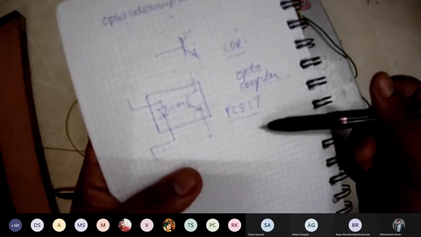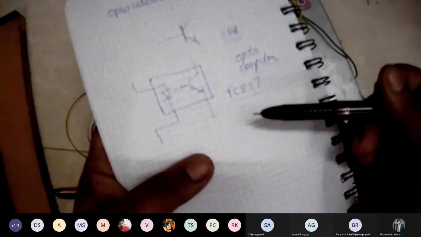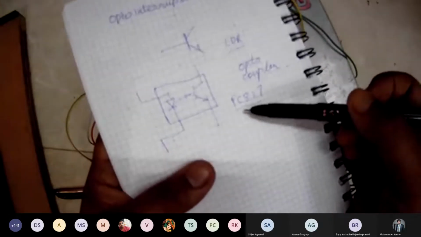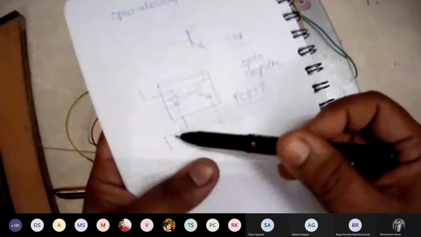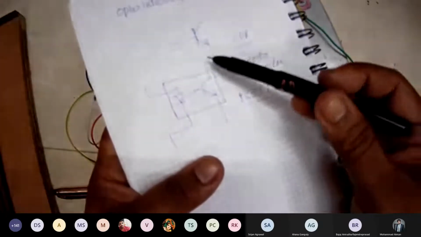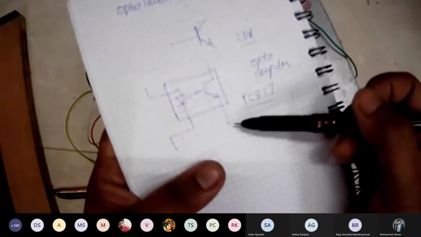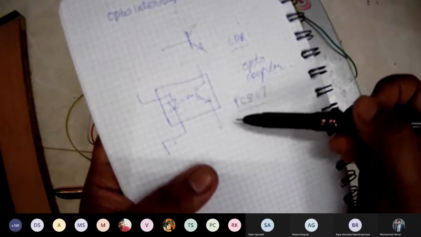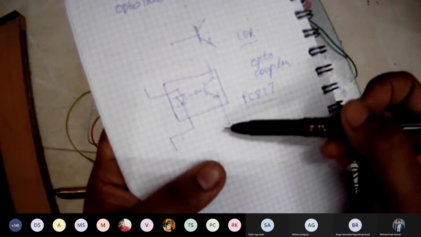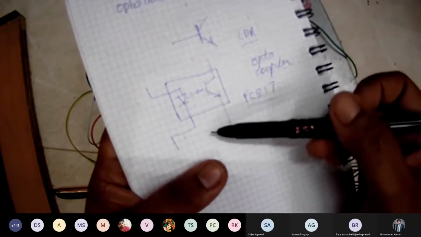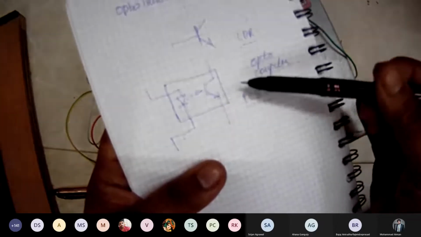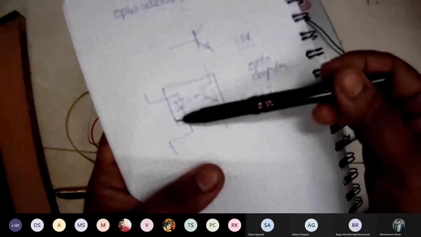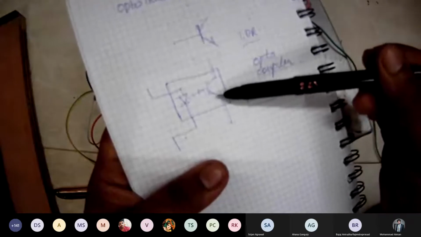You will find this PC817 in a vast range of ICs wherever you have low voltage switching to the high voltage, high current side. And why is it preferred over a relay? Because it doesn't feed back to the primary. There is no way to couple the secondary to the primary. Only the primary is feeding to the secondary.